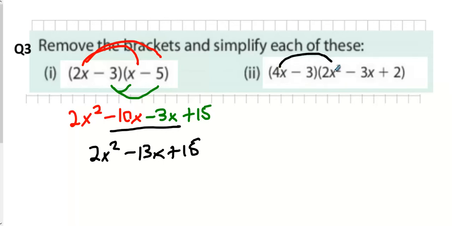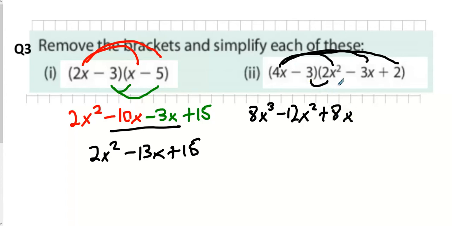On this one, there's going to be 6 lines this time. So here's the black ones. So we're going to get 8x cubed minus 12x squared, because that's 4x times minus 3x. 4x times 2 is 8x. Multiply minus 3 by 2x squared, you get minus 6x squared. Minus 3 by minus 3x is plus 9x. 2 minuses make a plus when you multiply. And then finally, minus 3 multiplied by 2 is minus 6.